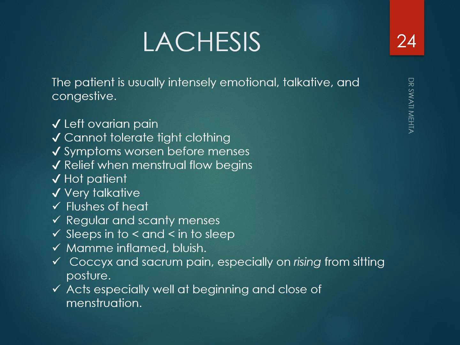Here we can find that flushes of heat are present. Another feature is aggravation into sleep and sleep into aggravation. The mammae are inflamed and bluish in color, with coccyx and sacral pain, especially on rising from the sitting posture, and it acts especially well at the beginning and close of menstruation. So in clinical differentiation, unlike Xanthoxylum, pain is congestive rather than neuralgic, and unlike Sepia, the patient is expressive rather than indifferent. So the keynote symptom is left-sided ovarian pain relieved by menstrual flow.